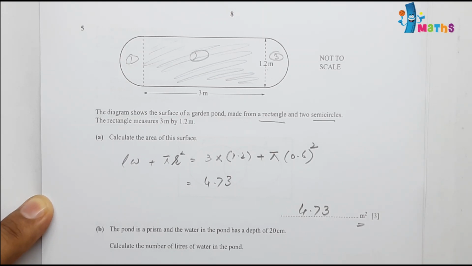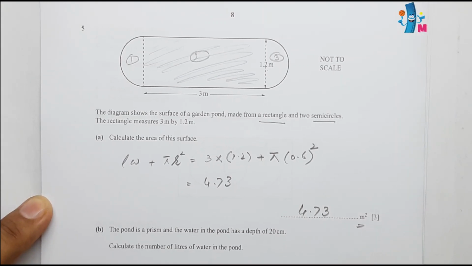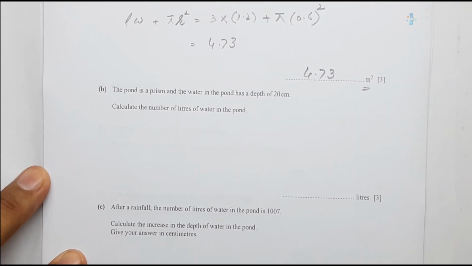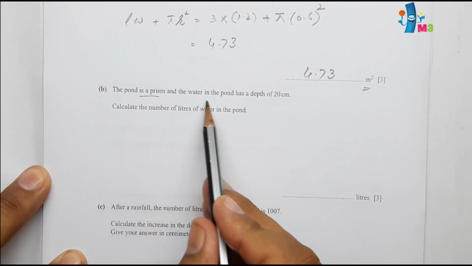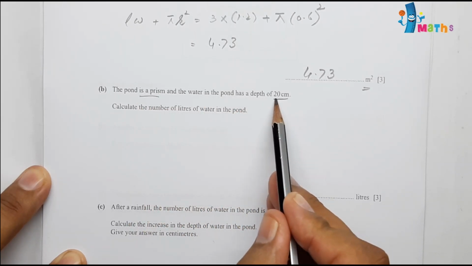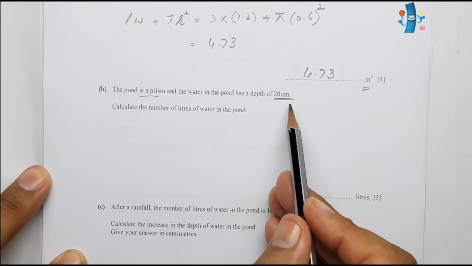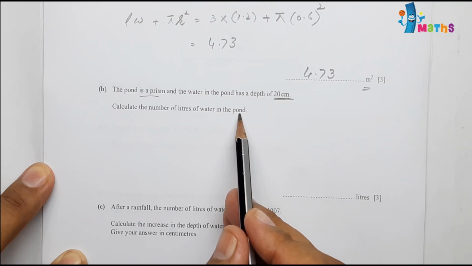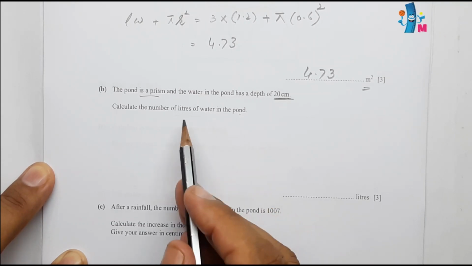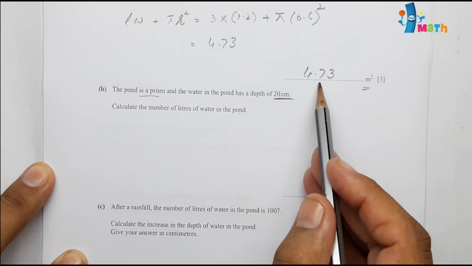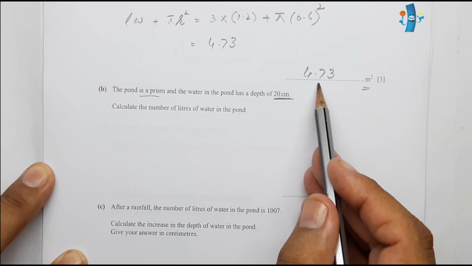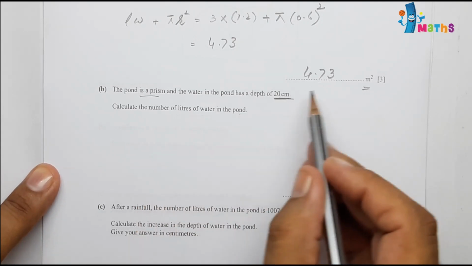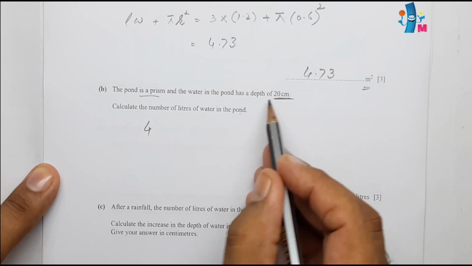So the answer is in meter squares, but in the B part, next question, the pond is a prism and the water in the pond has depth of 20 centimeters. This one is given in centimeters. Calculate the number of liters of water in the pond. So what we can do, we know this is the surface area of the pond. So this is in meter square, we'll have to change into centimeters.